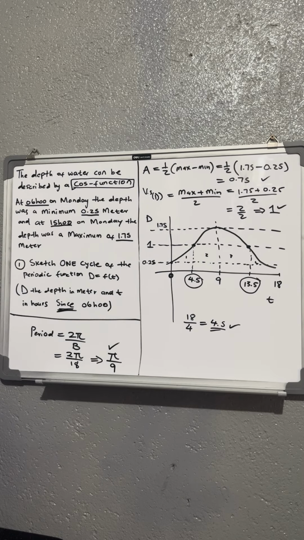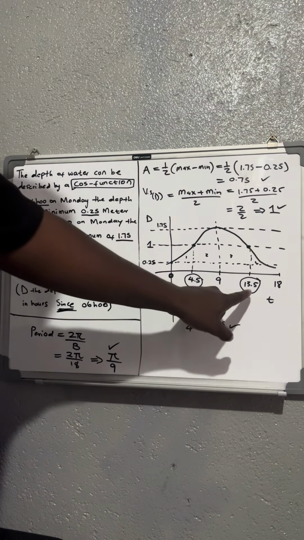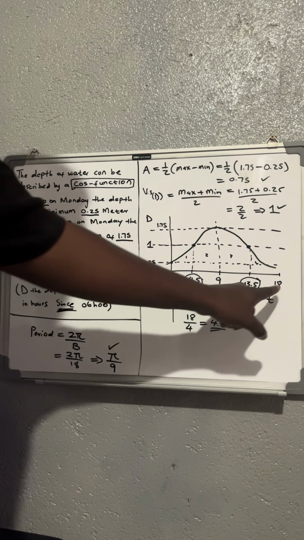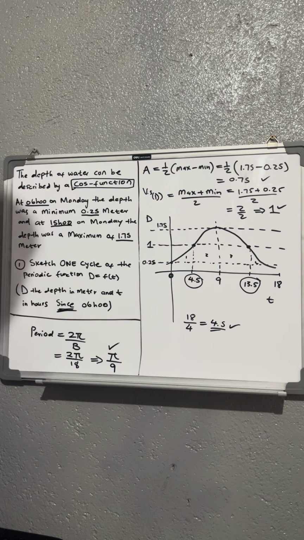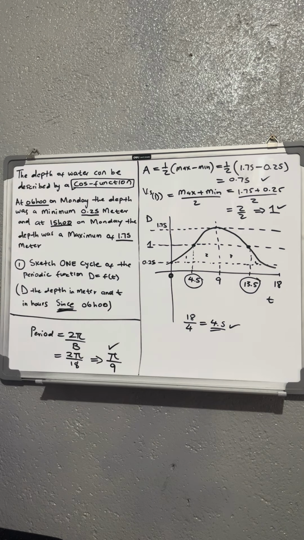So then, with the other one, on this side you have your 13.5. If you don't want to use this method, you say you have your 9 plus 18, which is going to give you 27. Your 27 divided by 2 is going to give you your 13.5. So it depends which one you want to use.